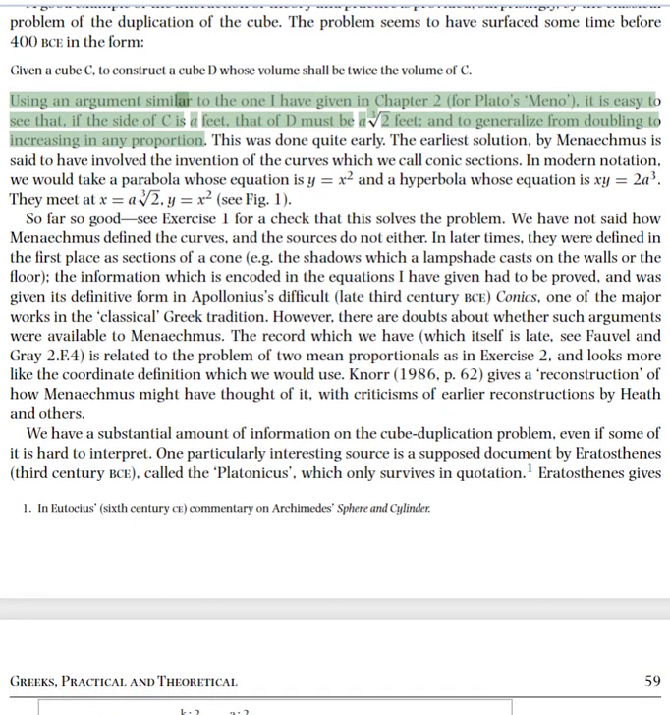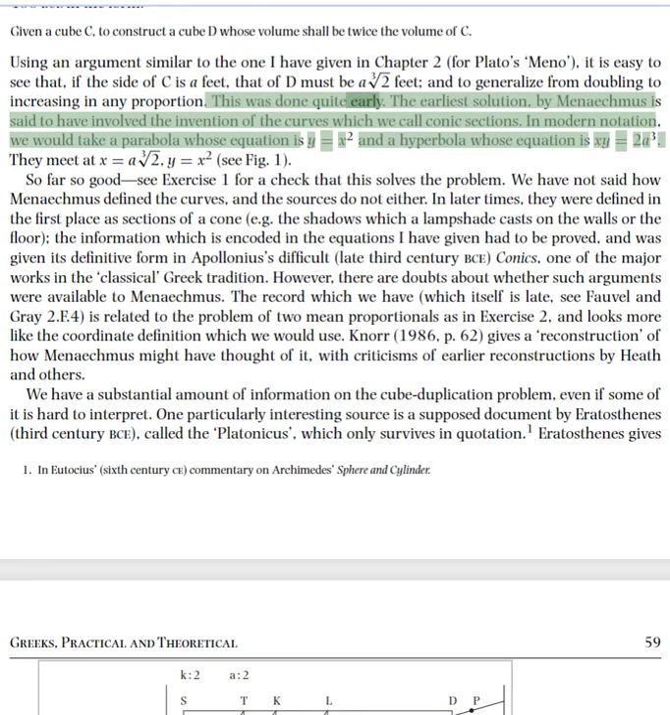Using an argument similar to the one I have given in Chapter 2, it is easy to see that, if the side of C is a feet, that of D must be a∛2 feet, and to generalize from doubling to increasing in any proportion. This was done quite early.